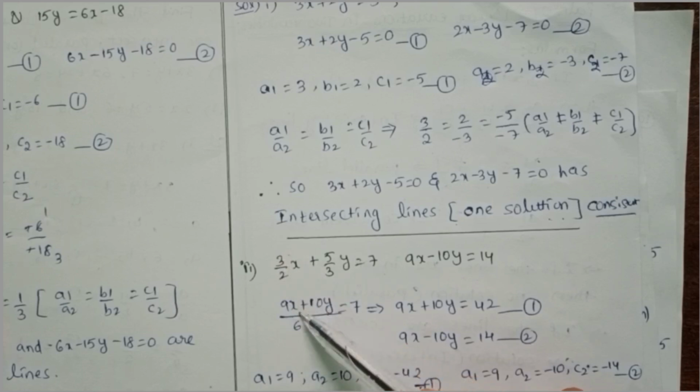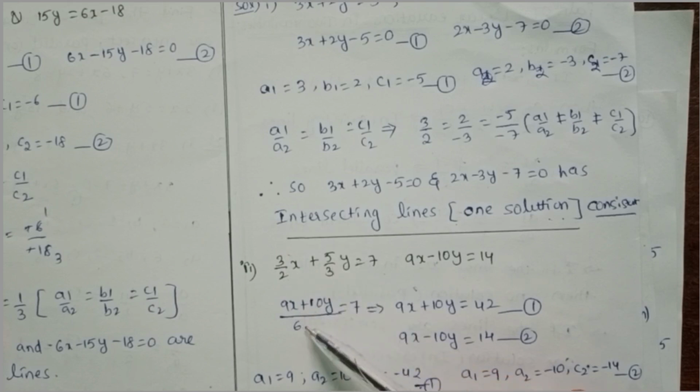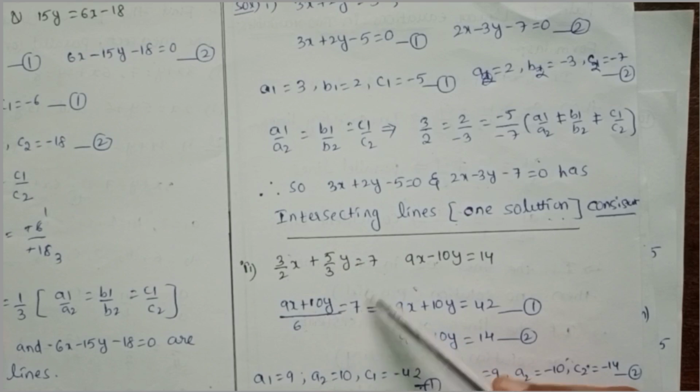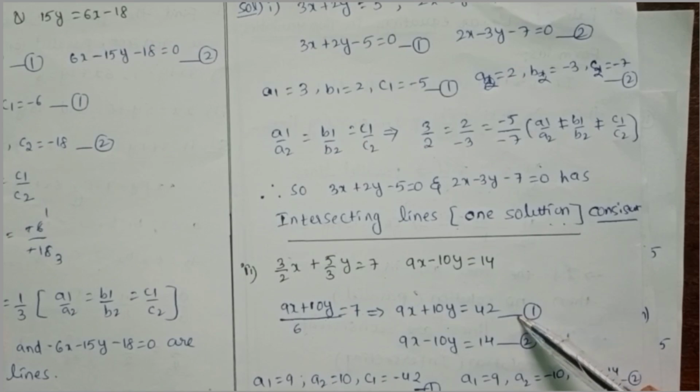So 3 threes are 9x plus. Here 3 is there. In the 3 table where you get 6, 2 is there. So multiply 2 with numerator 5. So you get 10, 10y is equal to 7. 9x plus 10y is equal to 6 sevens are 42. That is the first equation. Already this is the second equation.